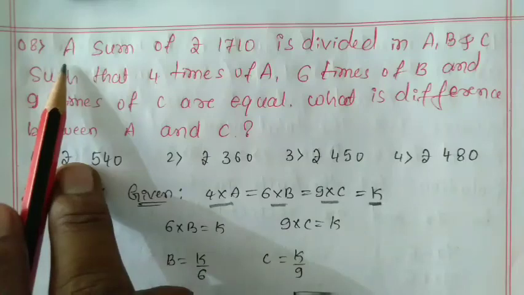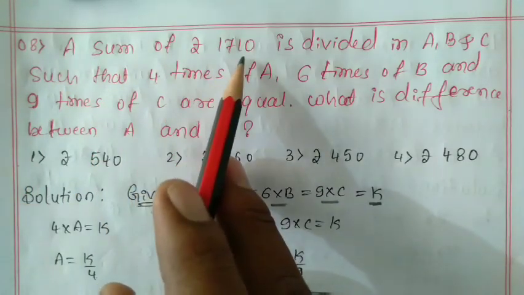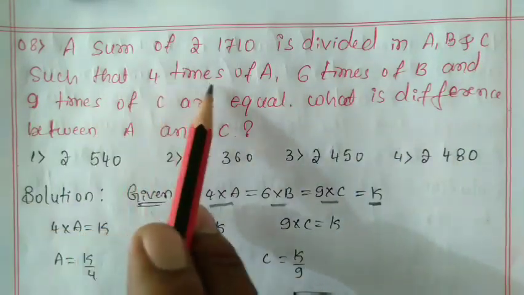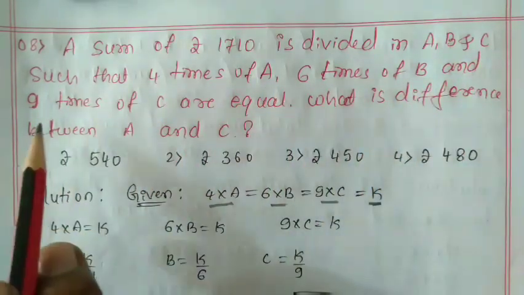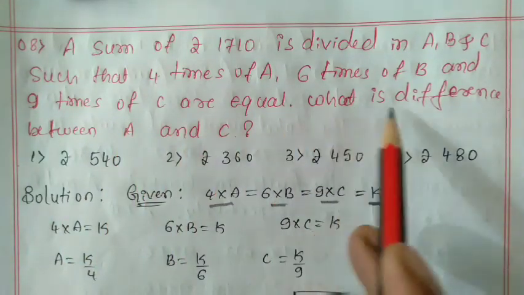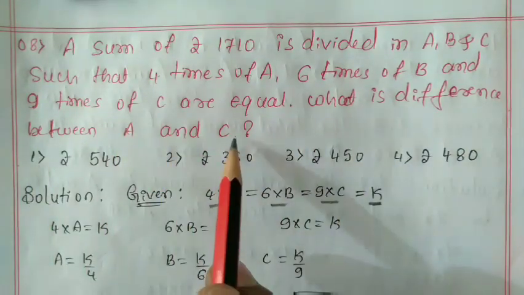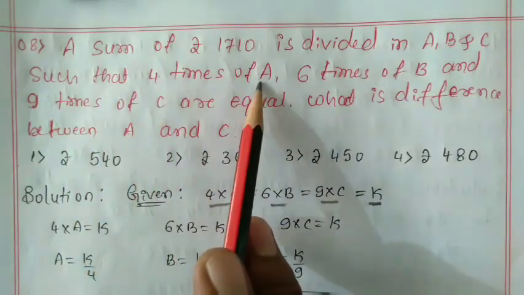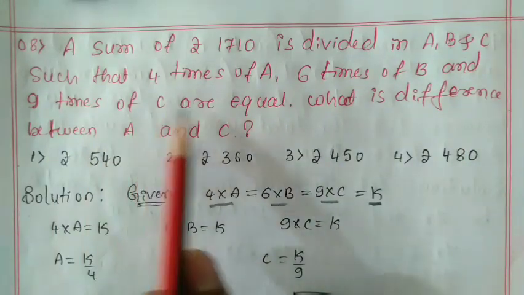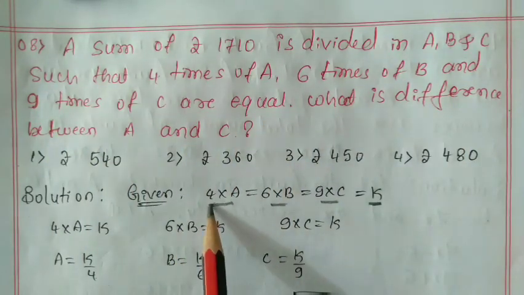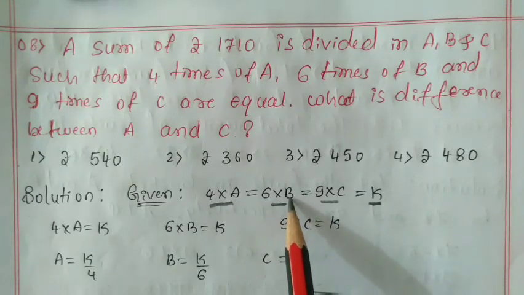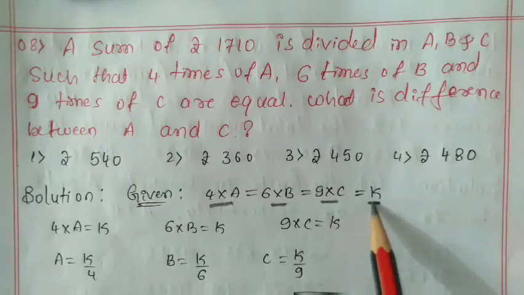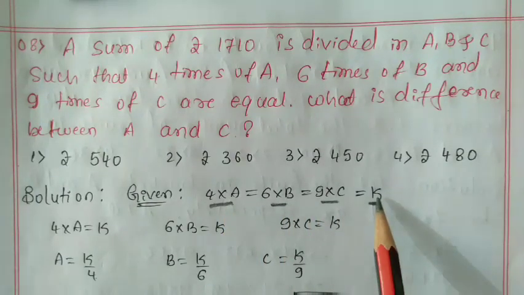Question number 8: a sum of rupees 1710 is divided among A, B and C such that 4 times A, 6 times B and 9 times C are equal. What is the difference between A and C? This is the question. What is given here? 4 times A, 6 times B and 9 times C are equal. You can write 4 times A, 6 times B, 9 times C, and consider these all equal to K.